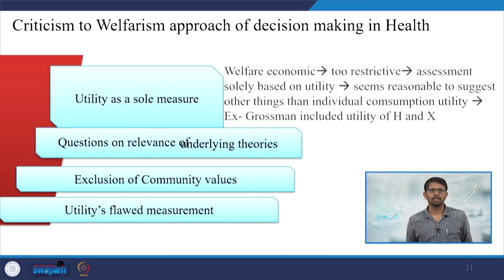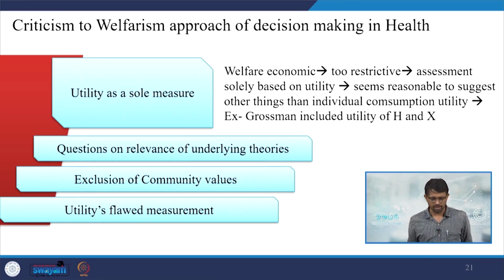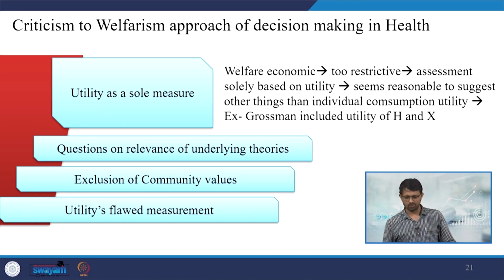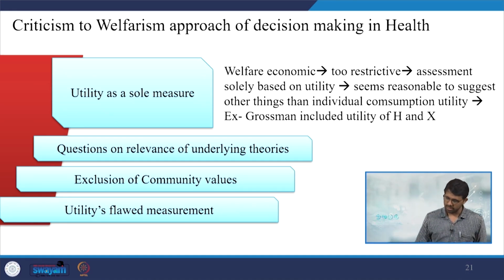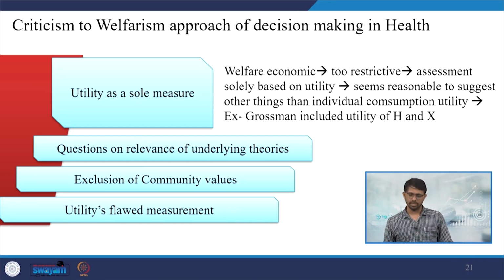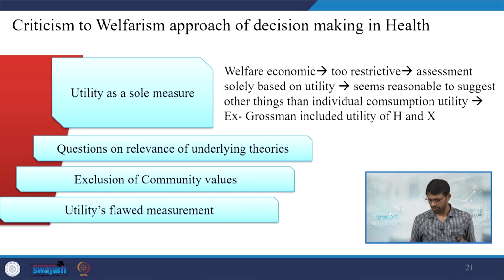Then in the case of utility as a sole measure, as per the approach of welfare economic discussions, this is too restrictive, and assessment solely based on utility seems restrictive; it seems reasonable to suggest other things than individual consumption utility. You can also refer to Grossman's analysis, which has included health capital or commodity as a combination of health and other commodities. This is also discussed.